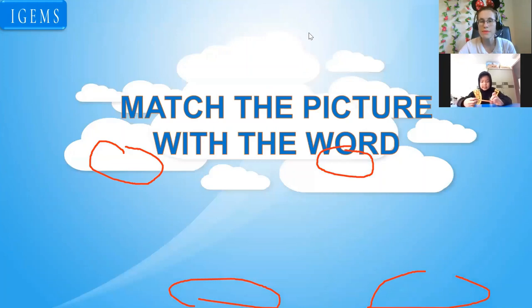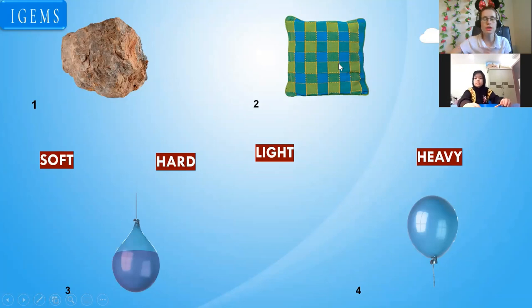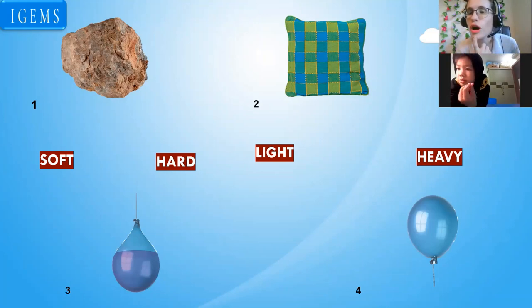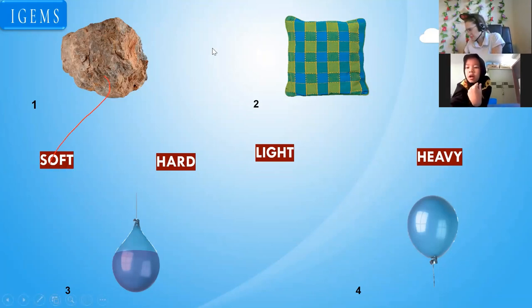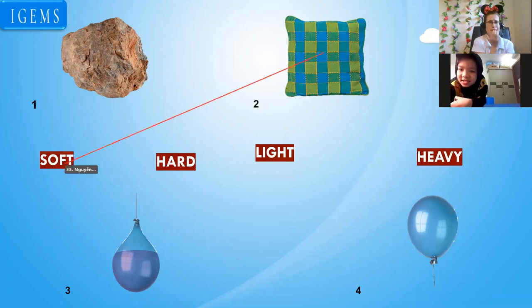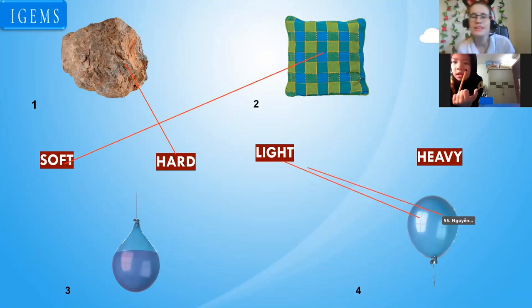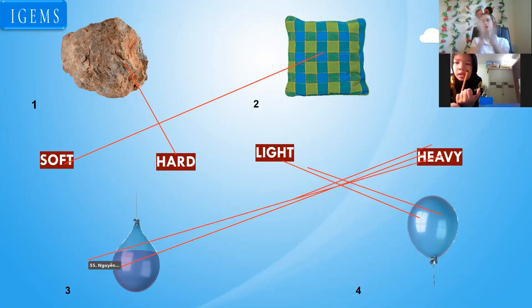Okay. So let's match the picture with the word. Can you use your pen? The first word is soft. Which one is soft? Draw a line for me. No. It's soft. Hard. Yeah. Okay. Light. Yeah. Heavy. Yes. Good job. Very nice.